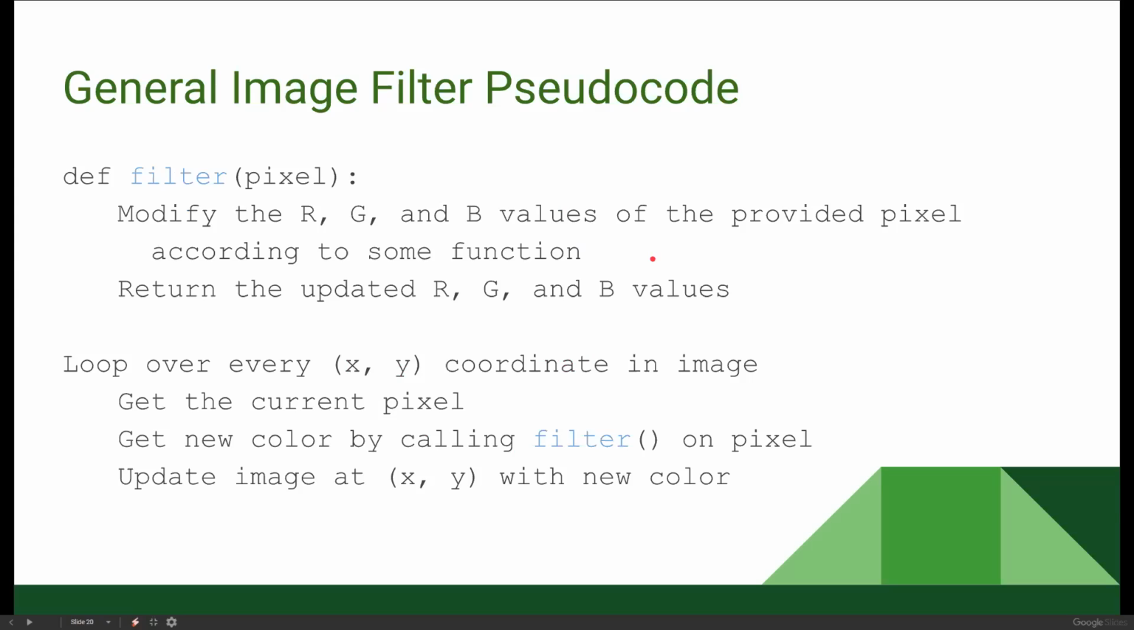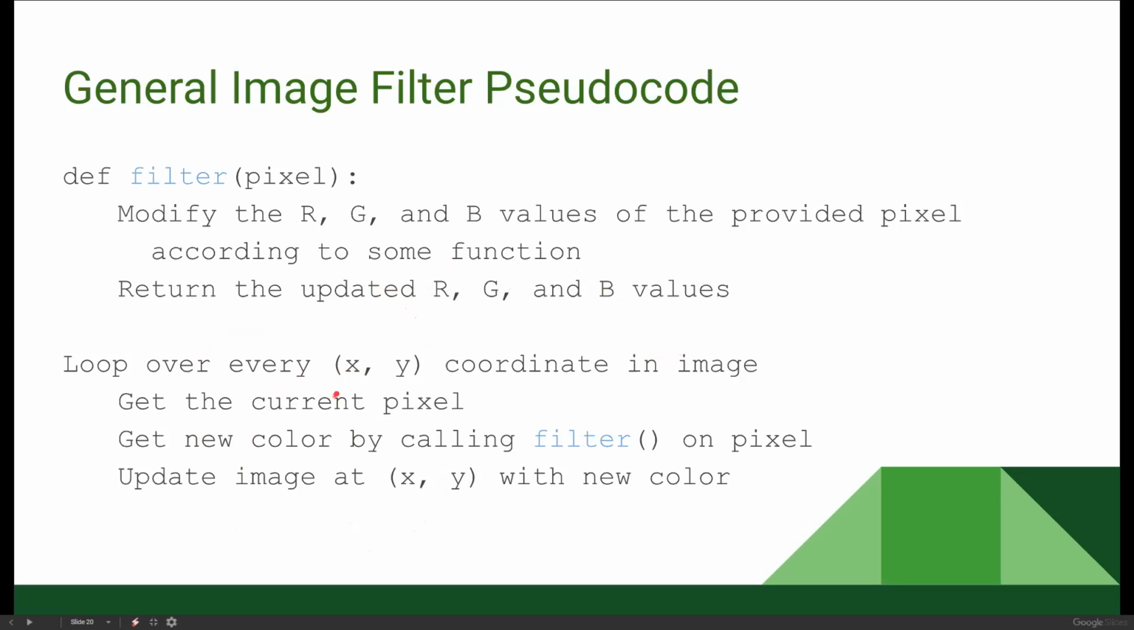So let's look at some very general pseudocode for how I can create an image filter, and we'll look at an actual example after this. I can make my filter function. It's going to accept a pixel as a parameter, and we're going to modify the red, green, and blue values of that pixel according to some function. So in our brightening function, we added 50 to all three of those values. In our darkening function, we might subtract 50 from all of them. And then we're going to return the updated set of values, a tuple or a list of the new values.